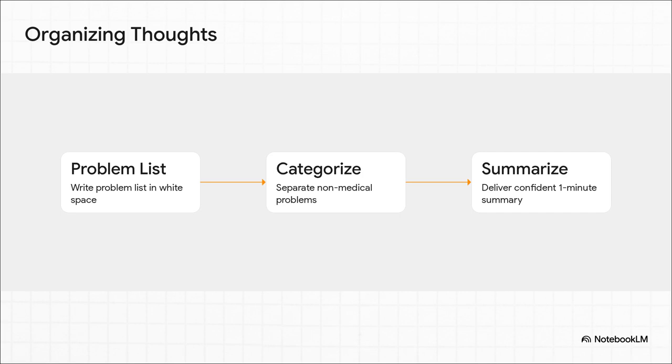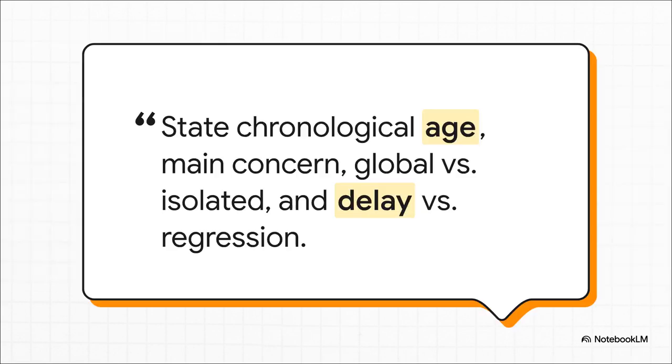This sets you up perfectly to deliver a crisp, confident 1-minute summary to the examiner. And here is the exact foolproof script for that summary. You open by stating the child's chronological age and the mother's main concern. Then, clearly state whether the issue is a global developmental delay or an isolated one, like just motor or speech. Finally, conclude by definitively stating whether this is a case of simple delay or if it is developmental regression. Deliver this cleanly, and you have perfectly set the stage for the 6-minute physical assessment phase that follows.